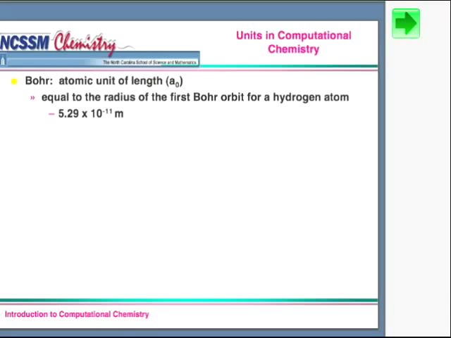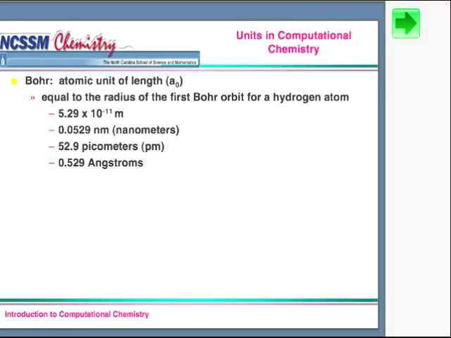The standard unit of 1 Bohr is 5.29 times 10 to the minus 11 meters. So it's a very, very small unit, needless to say. In nanometers, it's 0.0529 nanometers. In picometers, it's 52.9 picometers. And in angstroms, it's 0.529 angstroms. I hope that you would be able to do all those conversions. My guess is you don't have a lot of experience with nanometers or picometers. You probably have 0 experience with angstroms. But those are the units that we use in computational chemistry, and you'll need to get those into your head.